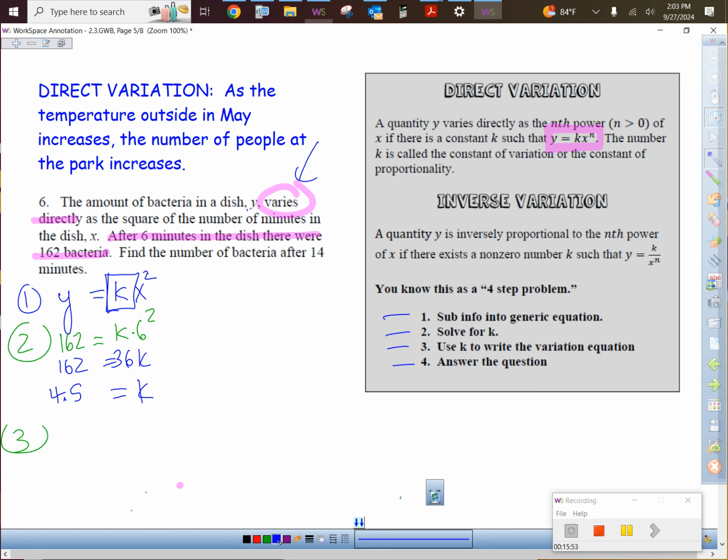Use K to write the variation equation. So here's what you do. You take step 1 and copy the whole thing over again. Start completely over. But where there was a K, we're going to put 4.5 in its place. Does that kind of make sense?